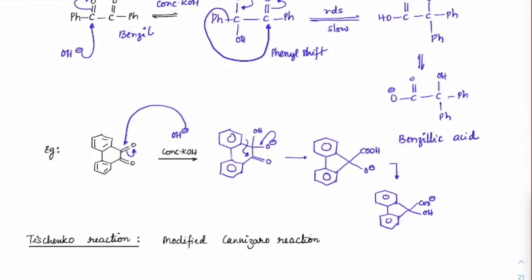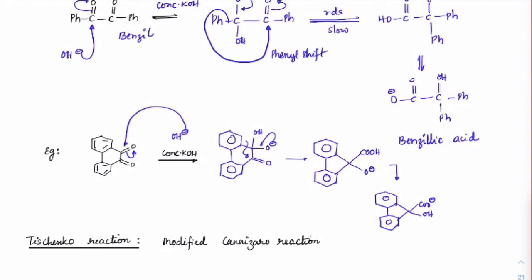So wherever you see this kind of questions, where alpha diketone is present in concentrated KOH, always do benzilic acid rearrangement. Make sure that there is no alpha hydrogen. The minute there is an alpha hydrogen, it will always favor aldol. Whatever we are discussing, these are all the cases where there are no alpha hydrogens. Okay. So I guess that reaction is clear.